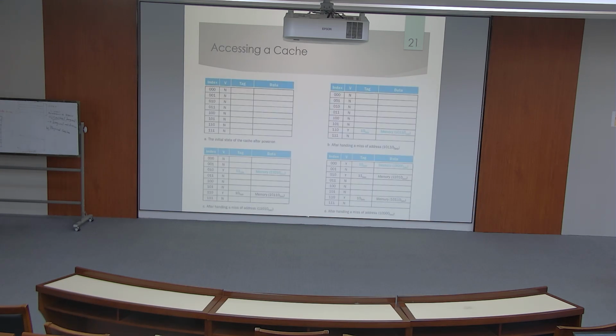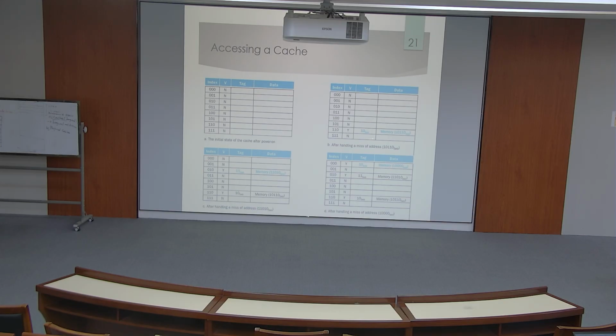Continue with cache. We have the line of the cache, and we have V, that is the valid bit to indicate if the data is valid or not, and we have the tag to indicate the address for each cache line. We have the data corresponding to each cache line. So this is the initial state of the cache after it is powered on. That means the cache is empty, and all valid bits are set to no to indicate that this data is not valid. That means the line is empty.